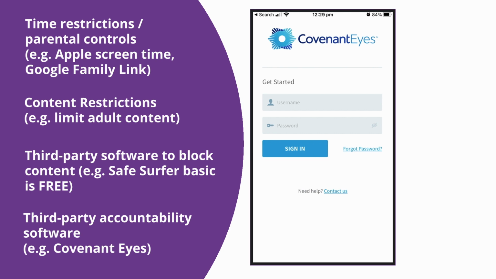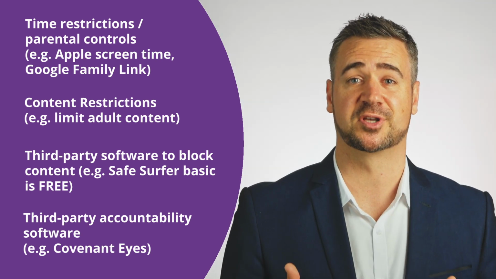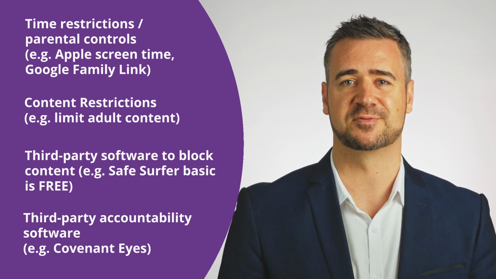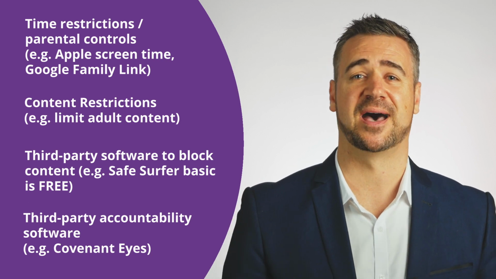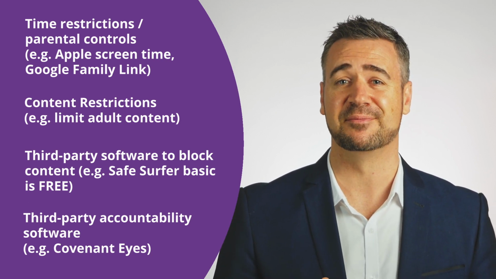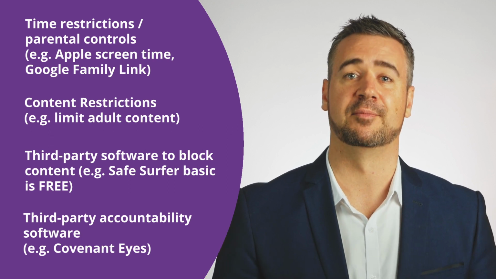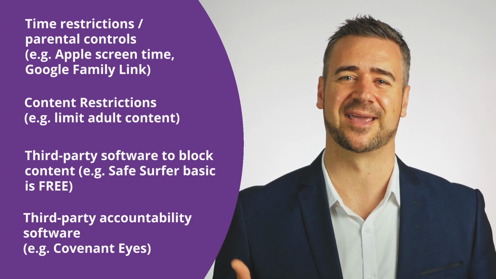The last option for on-device restrictions is installing third-party accountability software. Examples would include Covenant Eyes or Accountable to You. The way this works is you can set restrictions for a particular person or device, and if they go outside those restrictions, such as view pornography, then an accountability partner would get an email alerting them to the fact that they've gone on websites or things that are not good for them or that they've chosen not to go on. So this can be a great option for people who are trying to break habits.